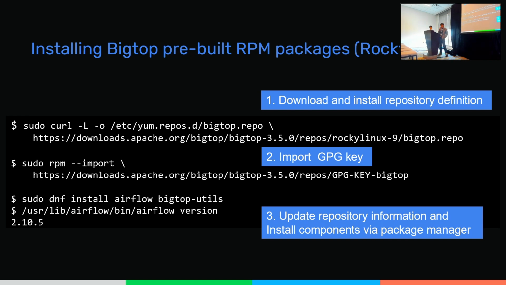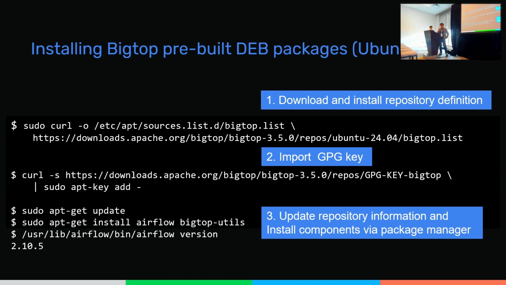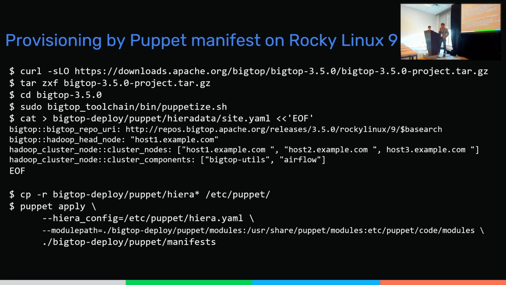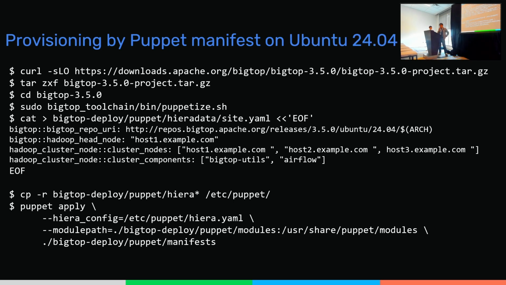This slide shows an example of installing RPMs on Rocky Linux 9. You can install deb packages on Ubuntu almost the same way. Instead of just installing packages manually, you can provision a cluster by using Puppet manifests provided by Bigtop. Puppet itself can be installed by the script in the Bigtop toolchain. And this slide shows an example of provisioning a Rocky Linux 9 cluster. And this is an example of deployment of a cluster by Puppet on Ubuntu.